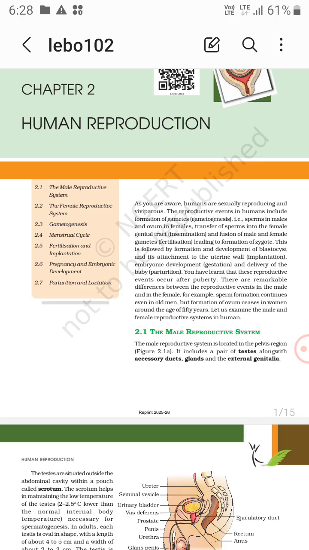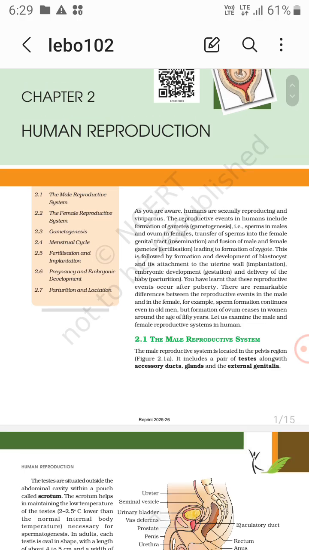So male reproductive system, female reproductive system, gametogenesis, menstrual cycle, fertilization, implantation, pregnancy, embryonic development, parturition, and lactation. The main context you are going to study is the male reproductive system, female reproductive system, gametogenesis, formation of the gamete, menstrual cycle, fertilization, then implantation, then pregnancy, then embryonic development, and parturition and lactation.